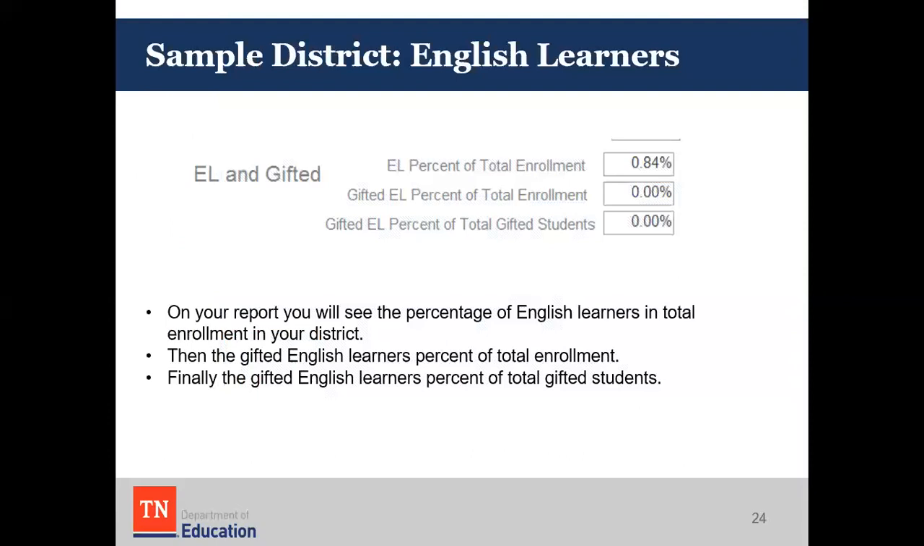Now, in the sample district English learners, on your report, you're going to see these percentages of English learners in total enrollment in your district. That's your first line. Then the gifted English learners percent of total enrollment. And finally, the gifted English learners percent of total gifted students. And in this district, you can see there were 0 students who were English learners also identified as gifted.